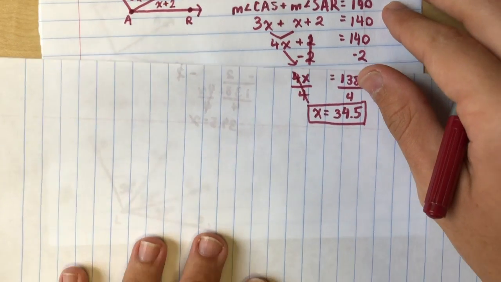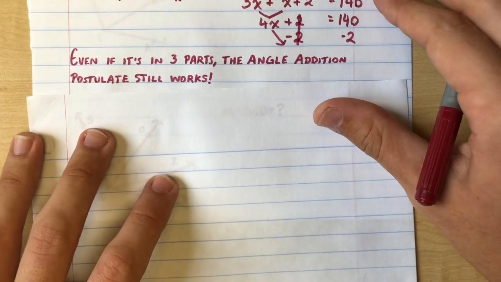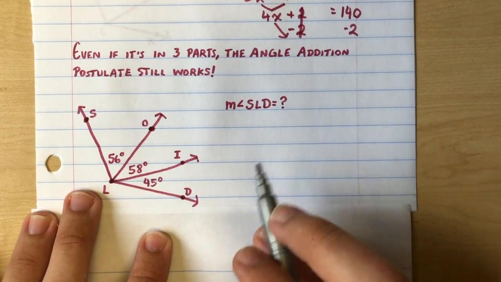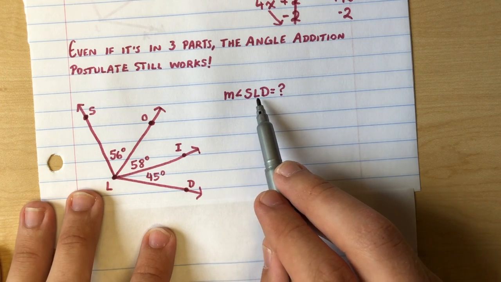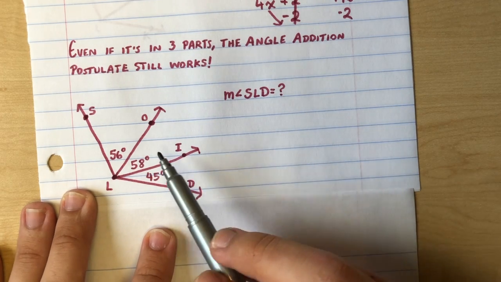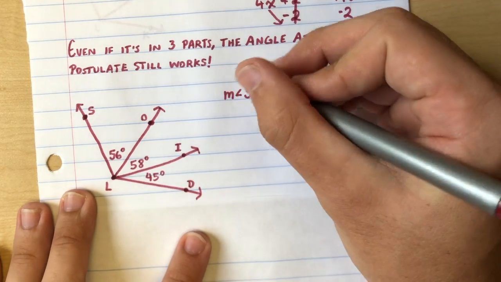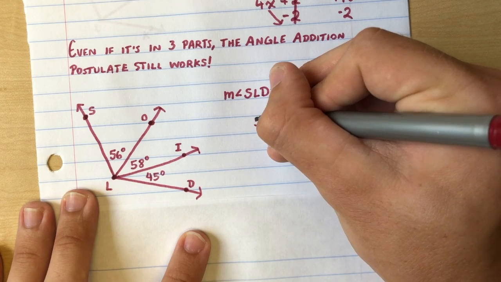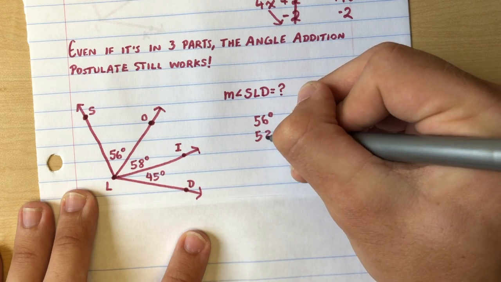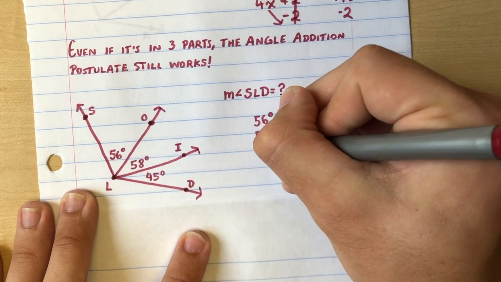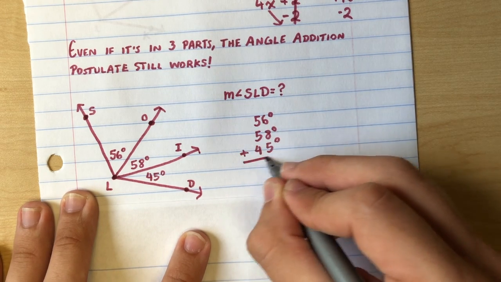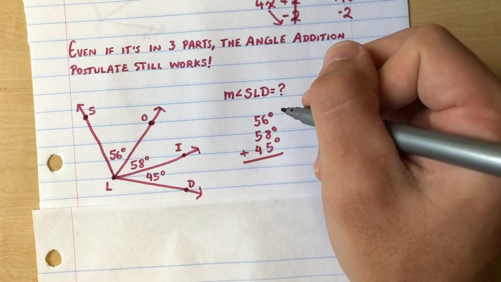All right? Now, like I said, this even works if it's in 3 different parts. So here's one that's in 3 parts instead of 2. All right? But if we want to know the measure of angle SLD, which is this big one, SLD, then we can just add up the little parts to it. All right, so we could do 56 degrees right here, plus 58 degrees, plus 45 degrees, like this. And then you would just solve.